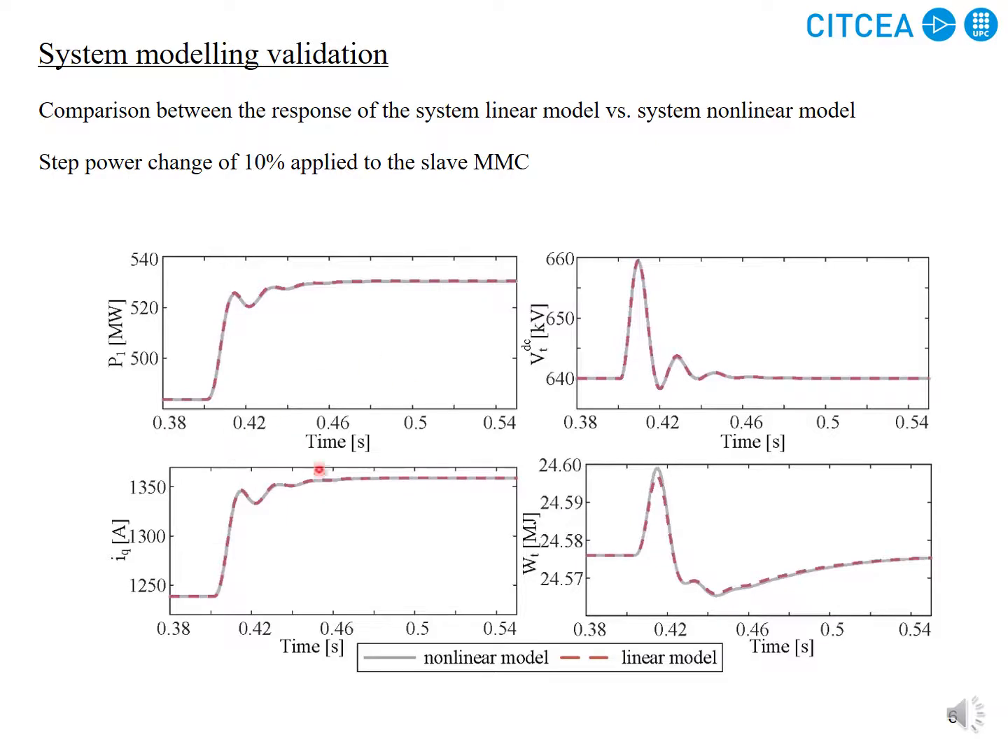At this part, we validated the linear model against the nonlinear model. For a 10% step power change, we can see the AC power of the MMC number 1, which is the master MMC, the grid current, the Q-axis grid current, total energy control, and the DC voltage. Both the linear and nonlinear models have a good match. They are accurate enough for our study.